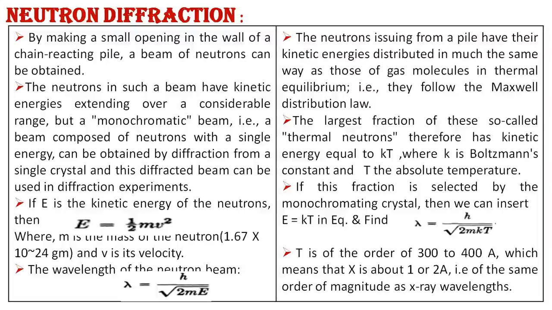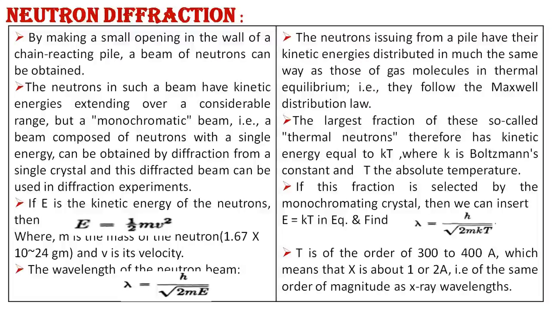If E is the kinetic energy of the neutrons, then E is equal to 1/2 mv squared, where m is the mass of the neutron, 1.67 into 10 raised to minus 24 gram, and v is its velocity. The wavelength of the neutron beam, lambda, is equal to h upon square root of 2mE. The neutrons issuing from a pile have their kinetic energy distributed in much the same way as those of gas molecules in thermal equilibrium, that is, they follow the Maxwell distribution law.